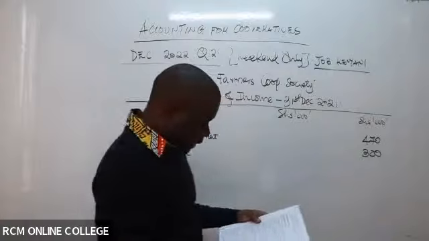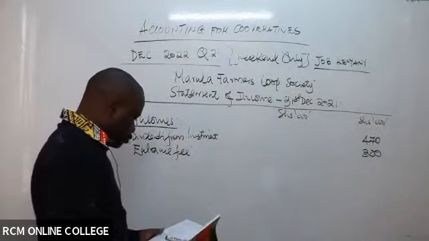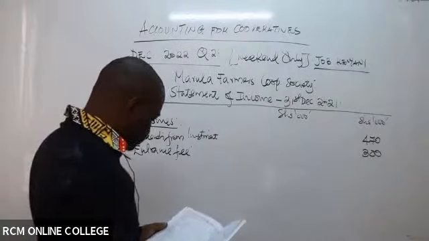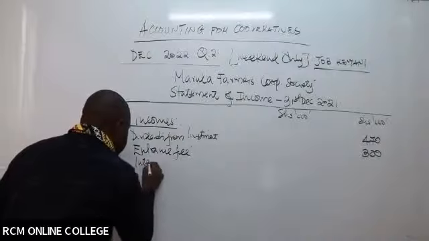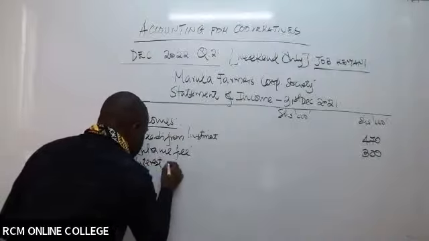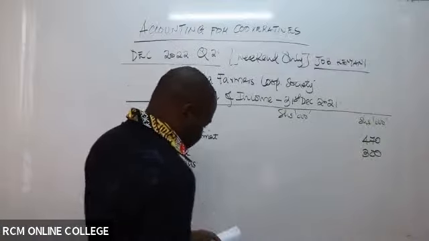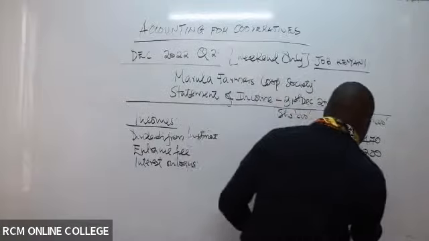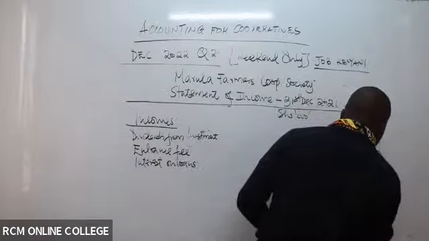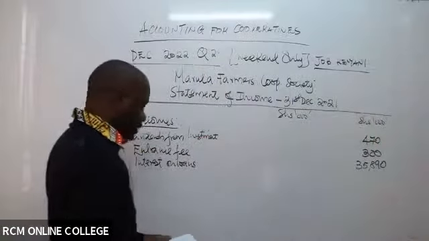Another item, interest on loans to members. You have interest on loans to members. The next item you can see is interest on loans to members. I think you can see, is it 35,890? You can see 35,890.